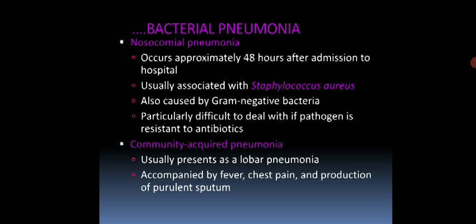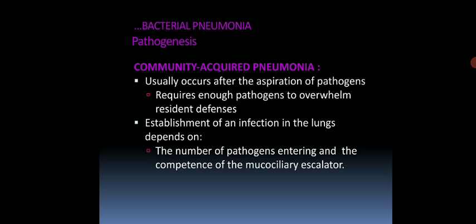And second, community acquired pneumonia usually presents as a lobar pneumonia and is accompanied by fever, chest pain as well as production of purulent sputum. Community acquired pneumonia usually occurs after aspiration of a pathogen and requires enough pathogen to overwhelm resident defenses. So establishment of an infection in the lungs depends upon the number of pathogens entering and the competence of the mucociliary escalator. Okay.